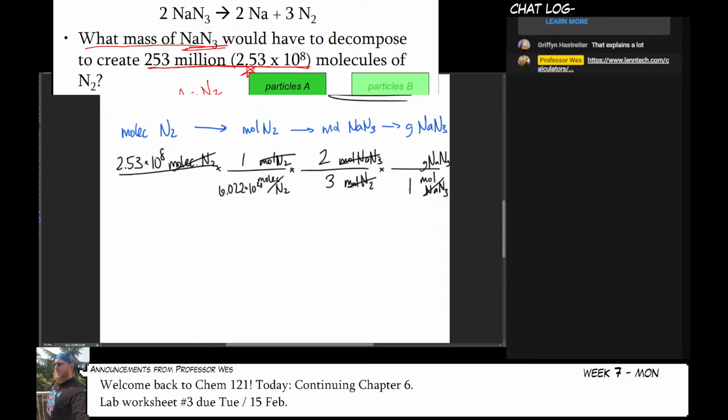And then finally, we turn moles into grams, and you've done that before. You just go over to Lenntech and type it in, NaN3. 65.01. And then we calculate the solution. 2.53 times 10 to the 8 times 1 times 2 times 65.01 divided by parentheses Avogadro's number times 3. And I get this extremely tiny number.